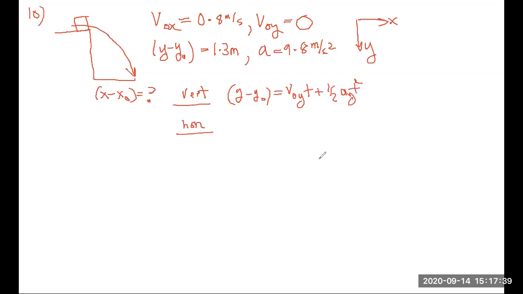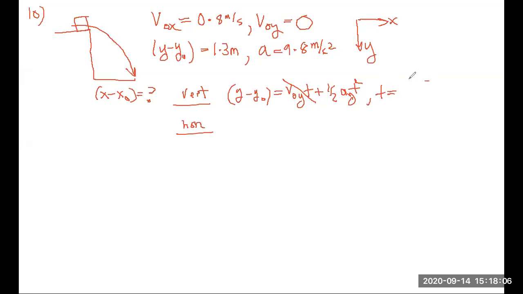This equation here is just one of those three equations of motion applied to the vertical direction. Now, we know that displacement is 1.3 meters in the vertical direction. We know that there's no initial velocity in the vertical direction. We know the acceleration in the vertical direction, the acceleration of gravity. So the only thing I don't know in this equation is time, and so I can solve for time.